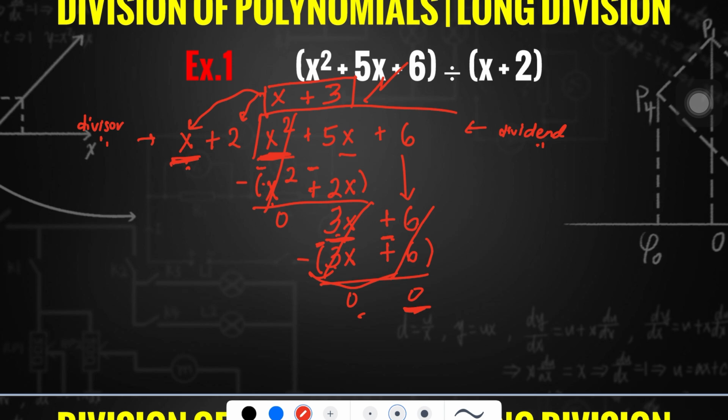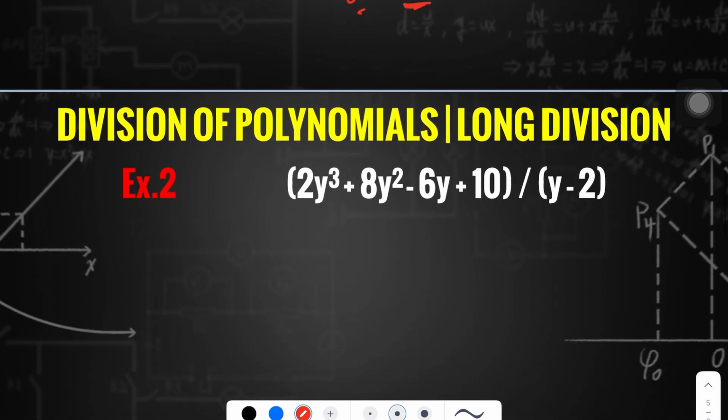Is this clear? If it's unclear, pause the video, go back, and then play it again. But that's how you do your long division. And this is the first example, the simplest one. Okay guys, moving on to the second example.